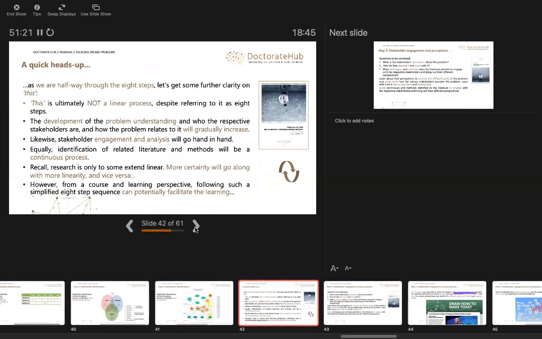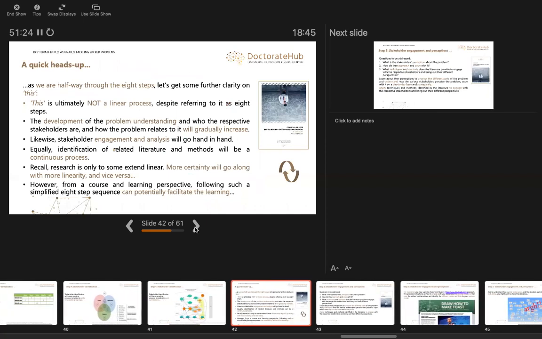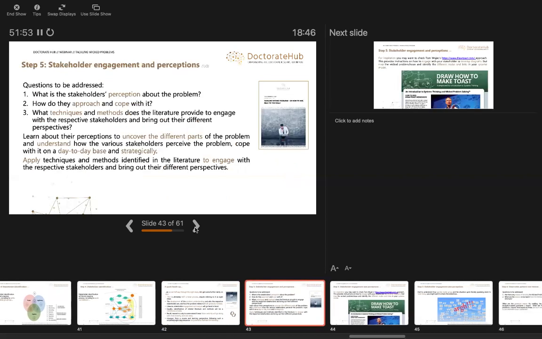So a quick heads up as we are halfway through the 8 steps. Now I'm presenting the information very much linear, like most information in research is presented to you in a linear way. But please do understand, research is not linear. It is presented to you in a linear way, but as a matter of fact, it's not taking place linearly. You are expected also to present it linear, but it is not linear. So having said that, let's look further into that.